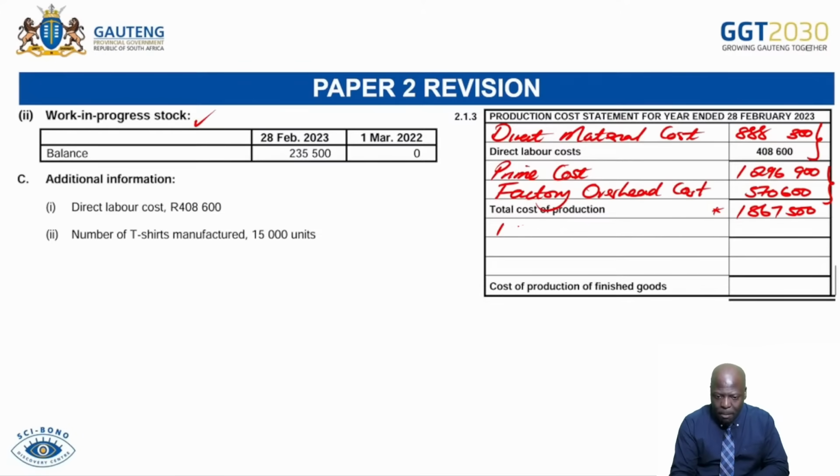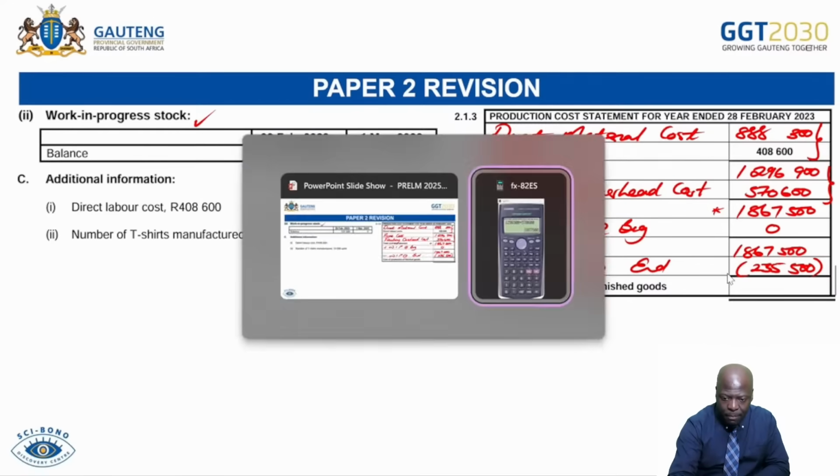Then we're going to say plus work in progress at the beginning. And work in progress at the beginning was 0. So that will give us 1,867,500. Then you subtract work in progress at the end. And work in progress at the end, that's 235,500.